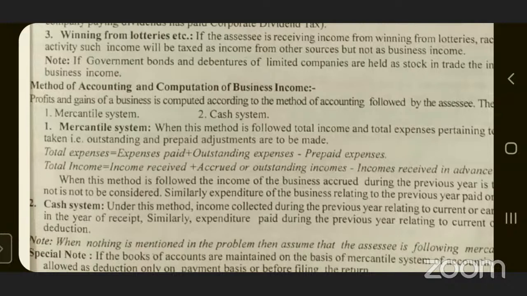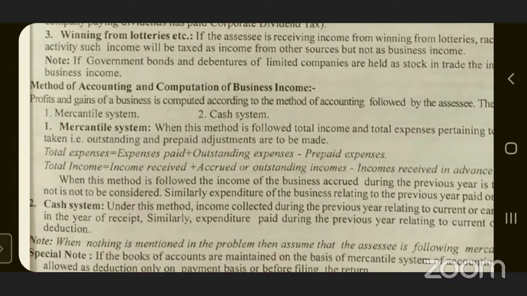If we are following the mercantile system, there is a definition for total expenses and total income. Total expenses is equal to expenses we already paid and expenses which are outstanding. We need to add those. From that, you need to deduct prepaid expenses. So all these are related to a particular period. That may be for 6 months or for 1 year. So not only the expenses you already paid, whatever expenses are relevant to that particular period, which may be outstanding, are also considered. And expenses we paid, but which are not relevant to that particular period, should be deducted. So that's why expenses paid plus outstanding expenses minus prepaid expenses.